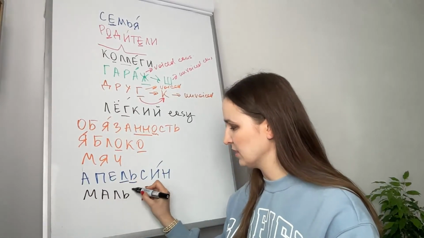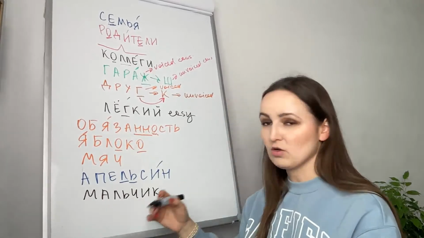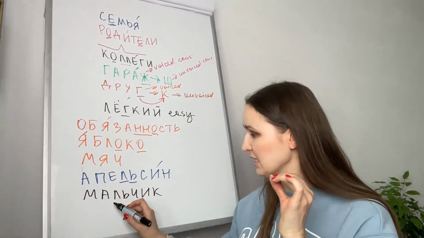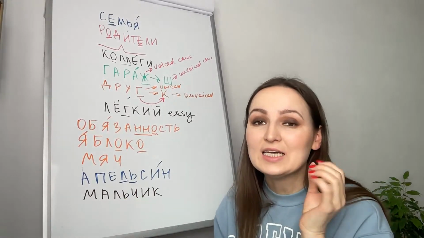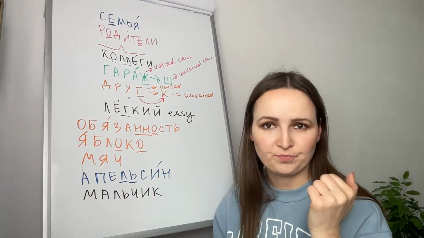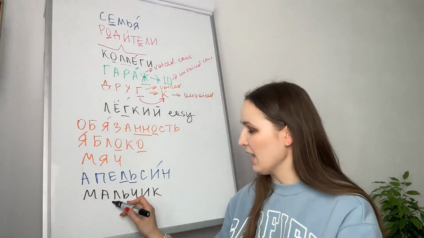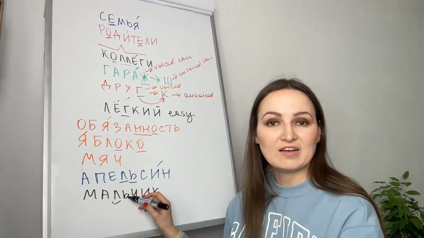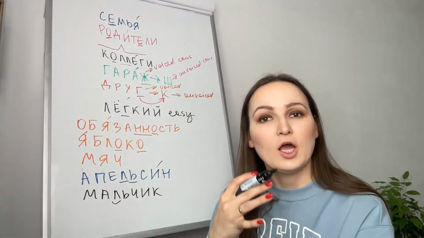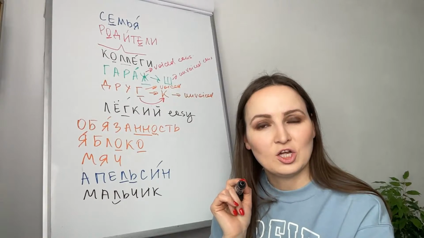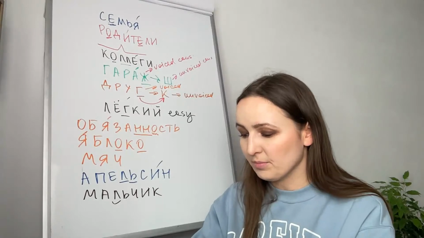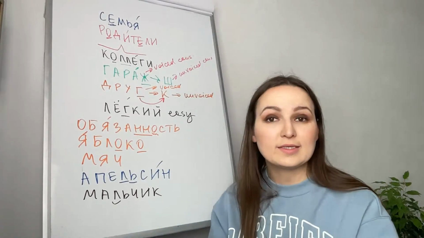Or a very common mistake in the word мальчик. Almost all my students make this pronunciation mistake. Маль, not мальчик. No. Мальчик. So L becomes softer because we have a soft sign here. Мальчик. Скажите, say, мальчик. Очень хорошо.